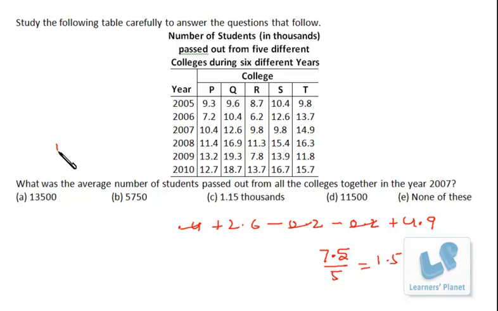So what was our assumed mean? That was 10. So 10 plus 1.5, that is 11.5 thousand, right? That is 11,500, right? Quite simple problem, and I hope now you must be getting the idea of deviation in the problems of averages. Okay.